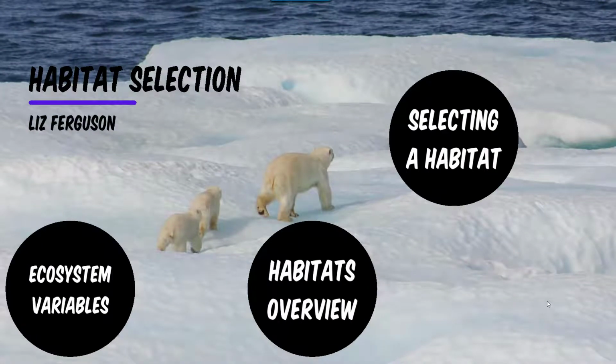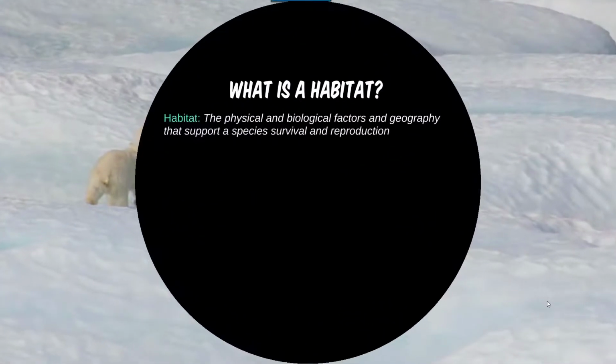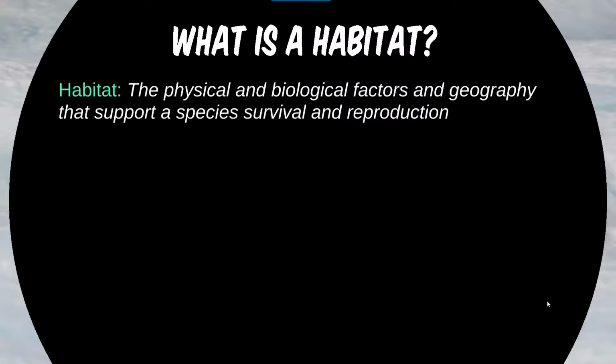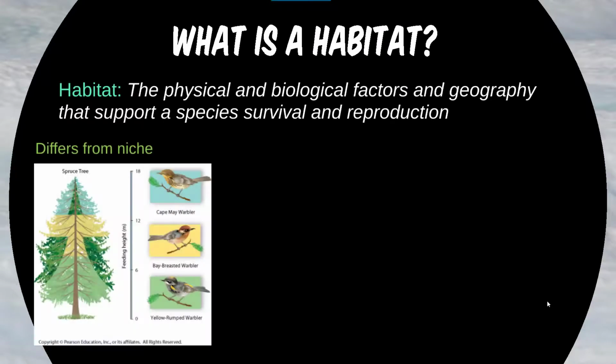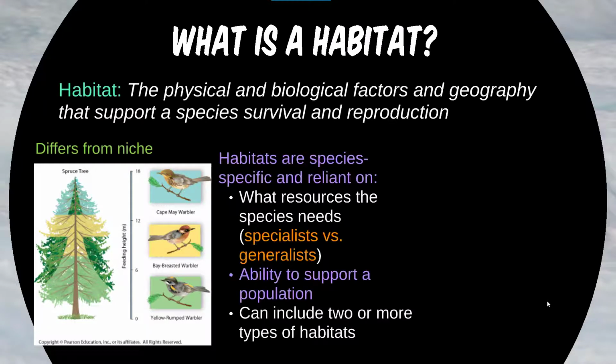Let's take a closer look at habitats as an overview here. So habitat is the physical and biological factors in geography that support a species' survival and reproduction. It differs from a niche in that a niche is going to be a section of that habitat that an animal tends to occupy in order to increase its survivability as well as its fitness.